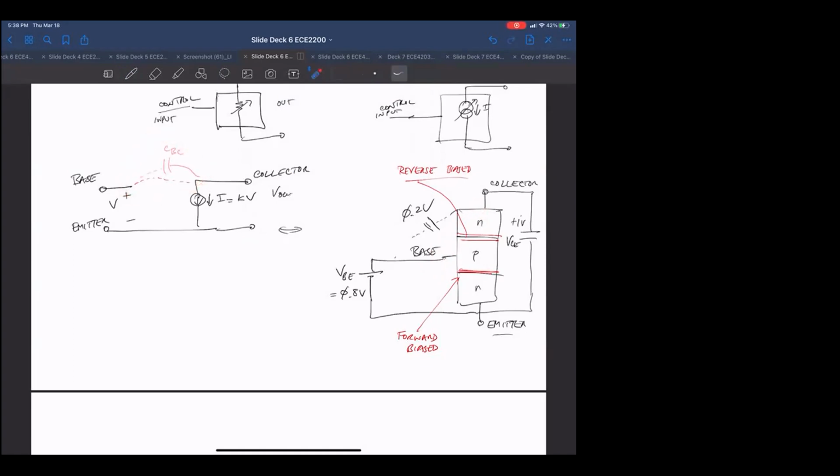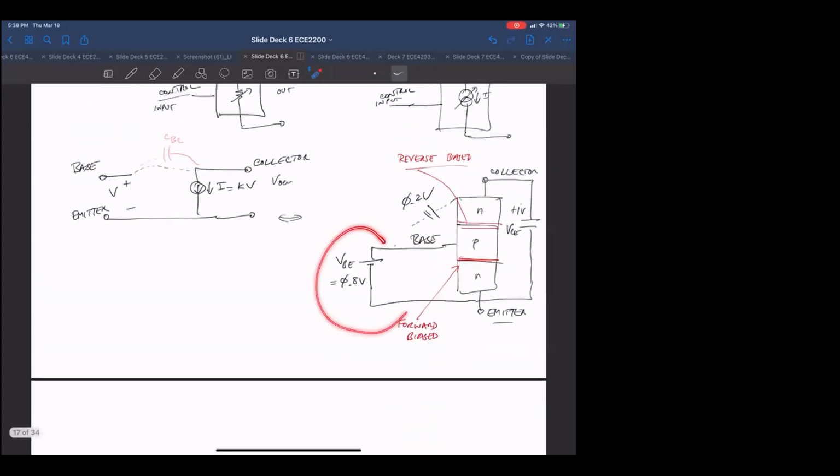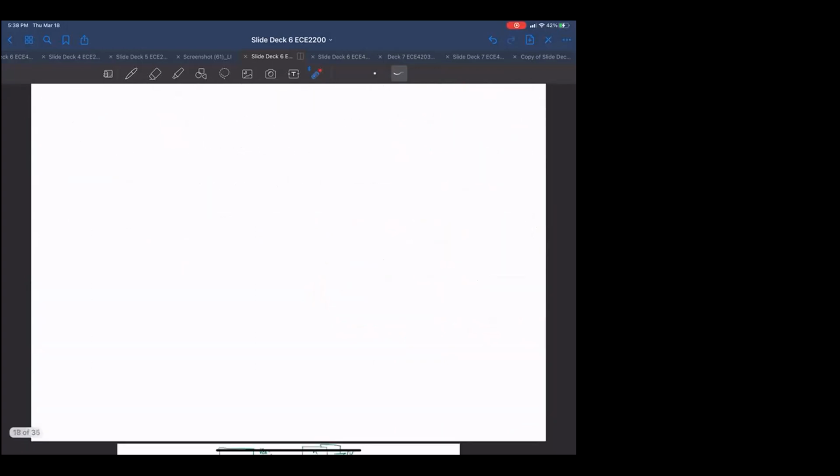So a base collector capacitor, which, if we get that far, we'll see affects the circuit when we're looking at the frequency response, but not quite now. So essentially, just a long way of saying that the reason there's no resistive connection between the base and collector is because this PN junction is reverse biased. This circuit model is really just for this particular configuration with these voltages, with this guy forward biased and this guy reverse biased.